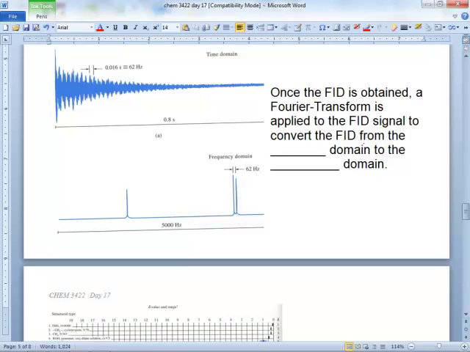Right? Okay. Once FID is obtained, a Fourier transform is applied to the FID. What Fourier transform does, it just converts from one domain to the other. In this case, we're converting from the, what domain is this? What's this axis? Time, right? Well, time or seconds, right? To frequency. It's converting from the time to frequency domain. Big deal, because once you get into the frequency domain, you can associate frequency to bonds and a lot of different chemical properties.